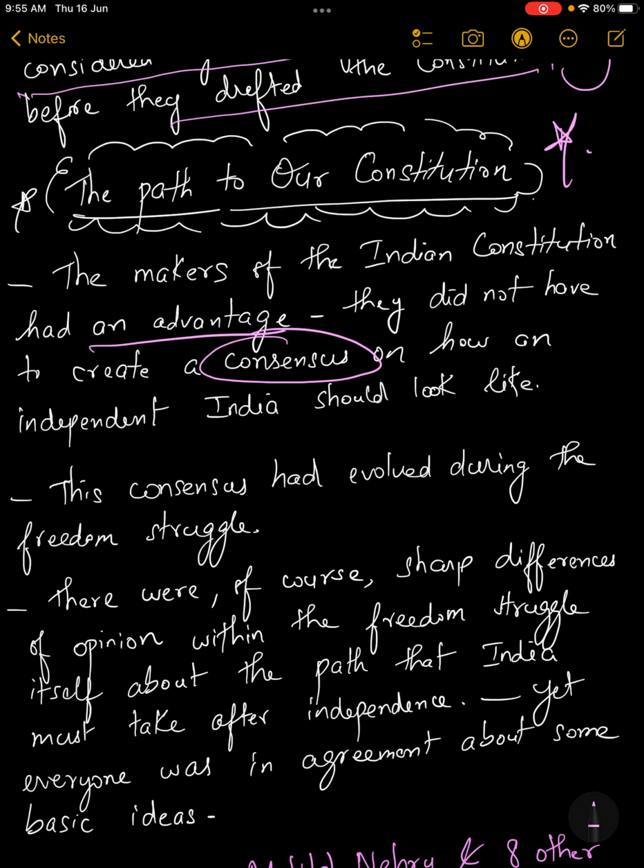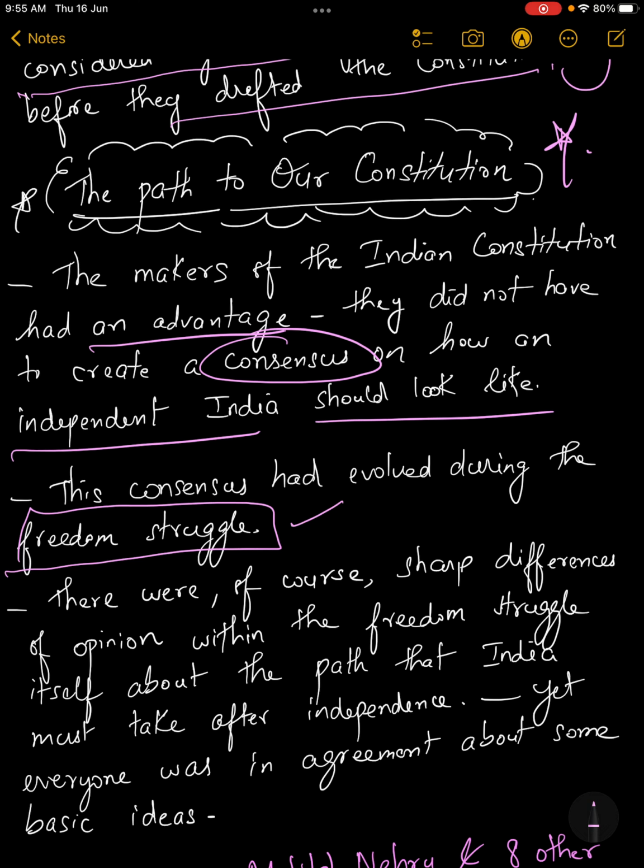We did not need this consensus on how an independent India should look like, right? We did not require this consensus because we had a very long freedom struggle. Right, we had a very long freedom struggle for us to come to this understanding as to how an independent India should look like once it is free from the clutches of the British Empire. Right, so this consensus had evolved itself during the freedom struggle.